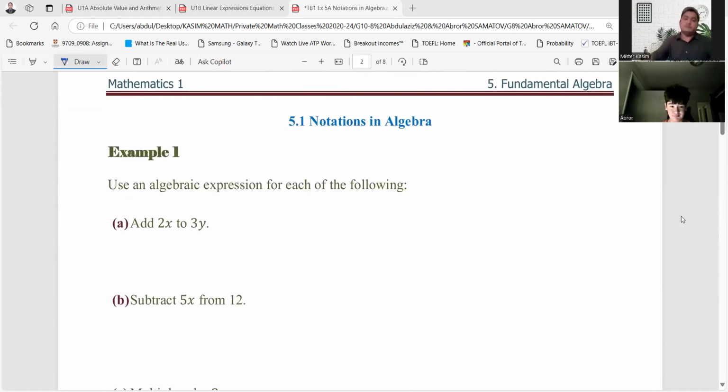Example one, read it. Use algebraic expression for each of the following. A. Add 2x to 3y. First, before we continue this, you have to differentiate two things that we are going to use frequently, okay? Algebraic term and algebraic expression. What is an algebraic term?